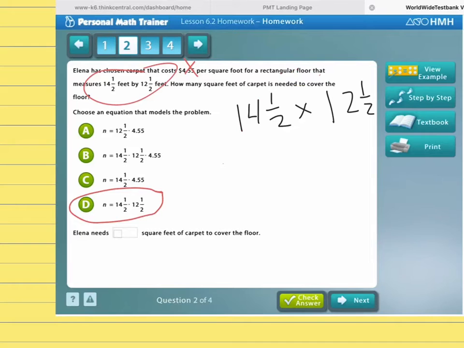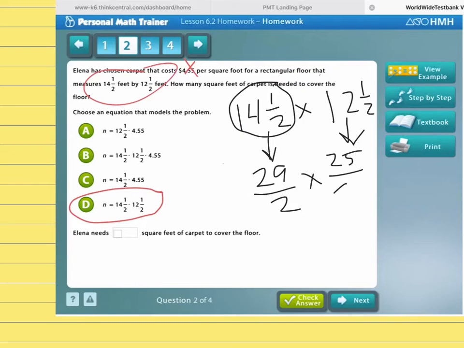We have a couple choices on what method to use to multiply. I'm going to use the improper fraction method, changing both into improper fractions. How many parts are there total in 14.5? Well, 14 times 2 is 28 parts, plus one more part is 29 halves. And 12 times 2 is 24, plus one more is 25 halves. This is going to be a very large number. We need to figure out what is 29 times 25, and then we're going to put that over 4.